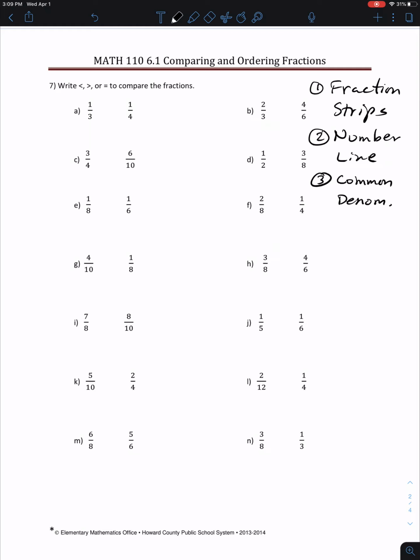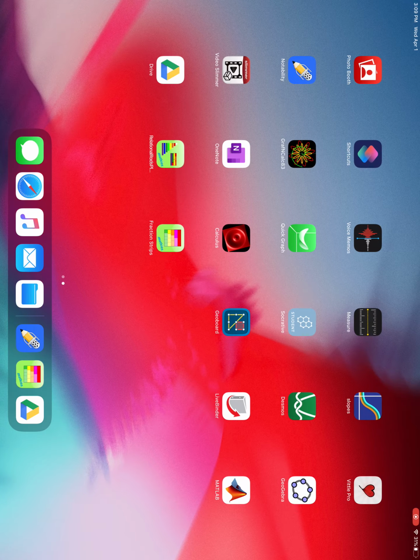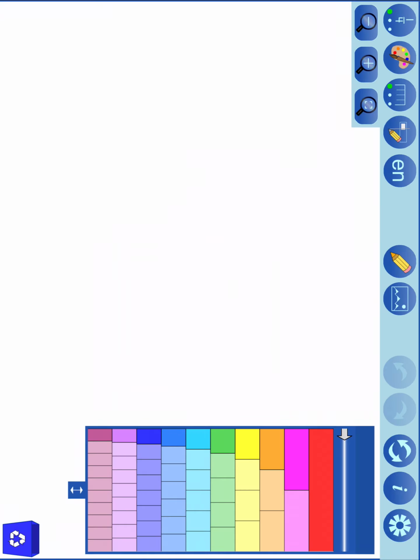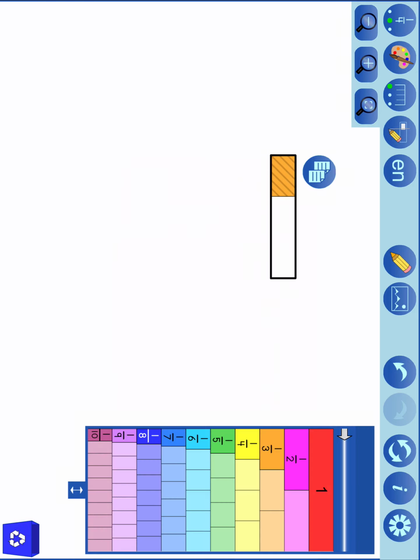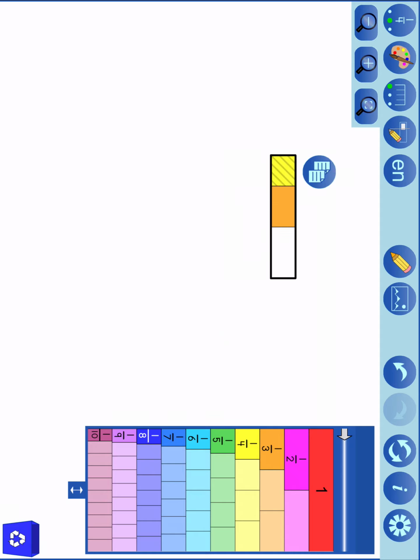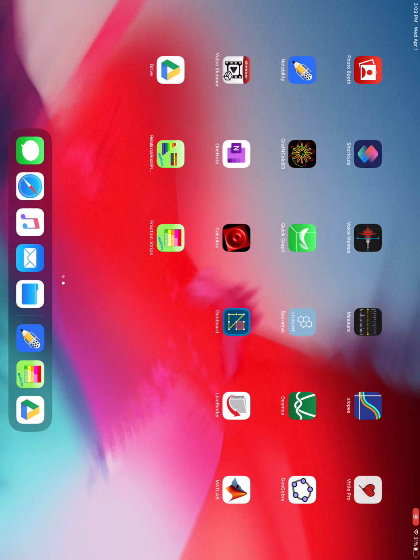In this case, if we look at 1/3 and 1/4, just because I like this app, I'm going to jump to the app real quick first, just to get kind of a baseline. Let me pull my 1/3 out. Whoops, don't put it on top of it. If I look at my picture, 1/3 is bigger than 1/4 on my little fraction strip. So 1/3 would be greater than 1/4 in this case.